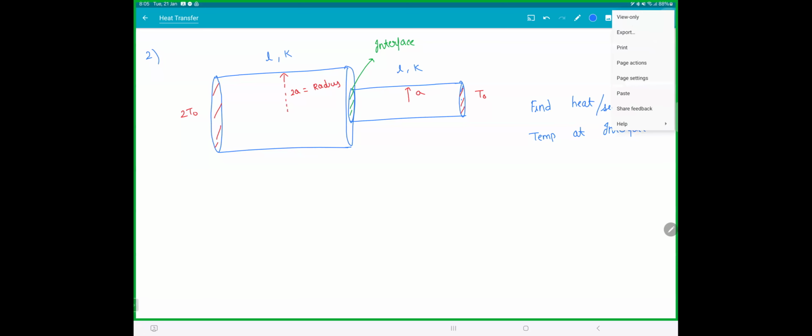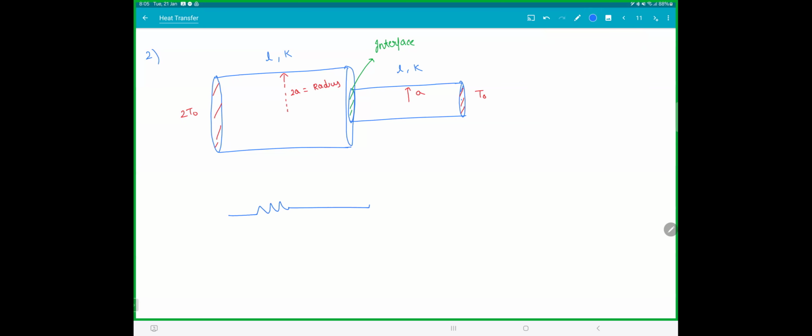Yeah, that looks right. Let's see. So step 1, replace them with resistor. So this would be a resistance, this would be a resistance. So let's call it R1, which is L by K. Area will be pi A square. For simplicity, let me call this R. Then R2 is L by K pi A square. Then this should be 4R.